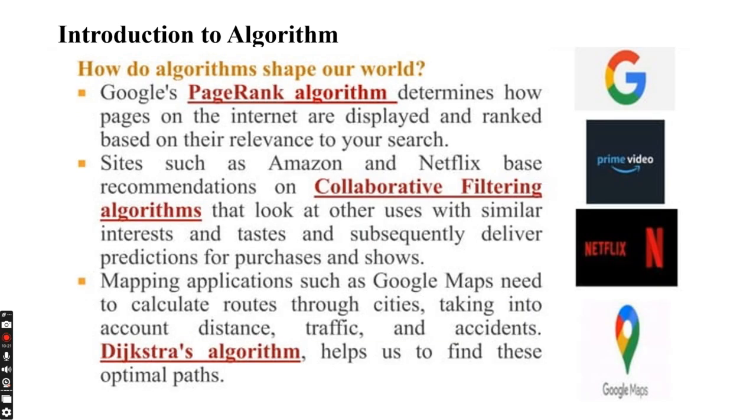Before going to this definition, how do algorithms shape our world? Page ranking algorithm: Google uses the page ranking algorithm. Whatever we are searching on the web, the results are displayed according to the ranking. Then collaborative filtering algorithm is used in Amazon and Netflix for movie recommendation. Same way, Dijkstra's algorithm is used in Google Maps or traffic signaling, and other distance calculation areas.